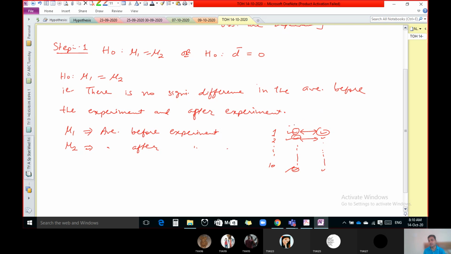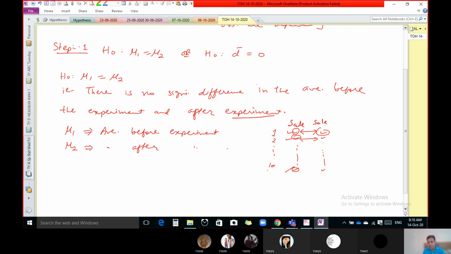Let us take one more example. Let us assume these are 10 products. Find out the sales of these 10 products at present. Now give the advertisement. So here advertisement is your experiment. After a certain time period, once again check the sales of the same 10 products.